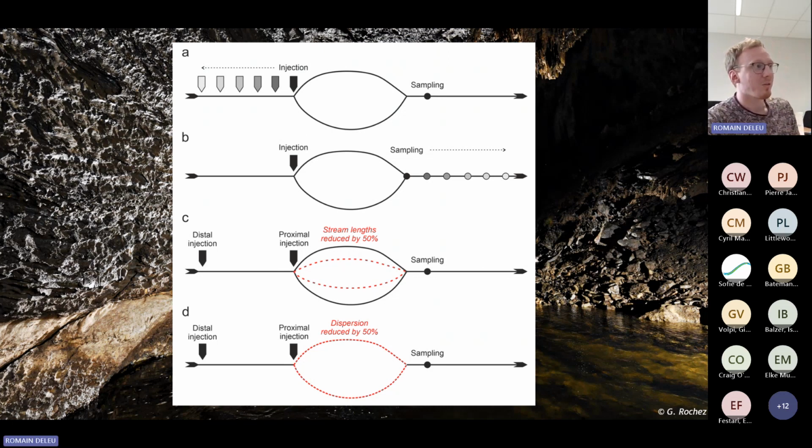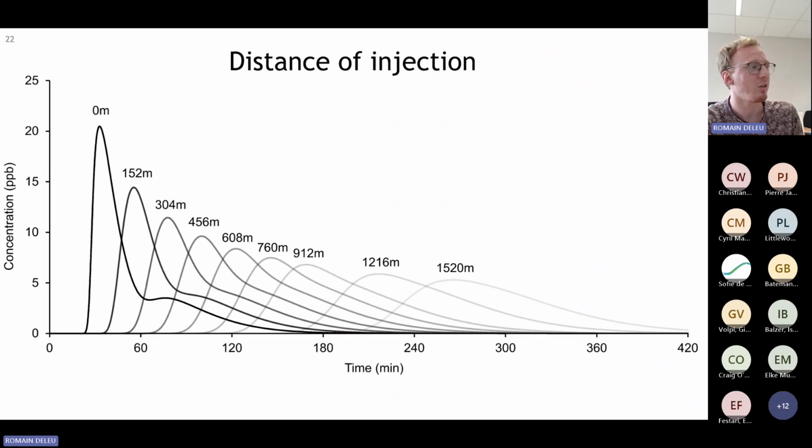And the results are interesting because if we change the distance of injection, we get this. So if we inject at 0 meter distance, so basically we inject at the diffluence, we have a double peak. But as soon as we go further upstream, we do not have a double peak anymore. The two peaks start to become merged into a single peak. After about 150 meters, we do not have a double peak anymore. We still have a point of inflection in the tail of the curve until about 800 meters, when we don't have any sign of the occurrence of the double peak.